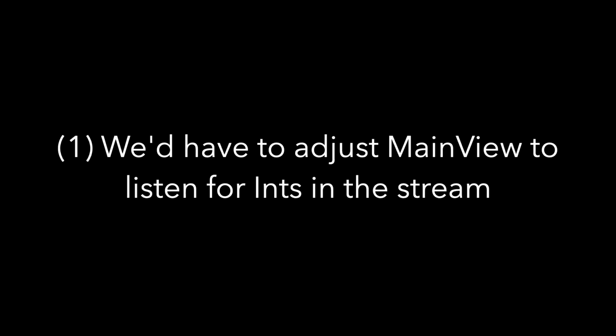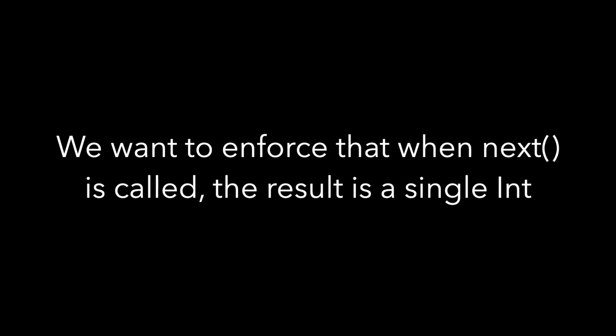Now we could do that again, but there are 2 notes. First, we'd have to adjust main view to listen for ints in a stream instead of expecting to get just one value when it calls next. And second, an async stream continuation sends 0 or more elements. What we really want to enforce is that each time we call next, the result is just a single int. And for that, we need a different sort of continuation.